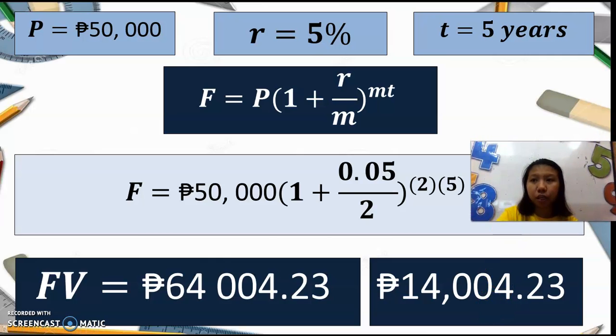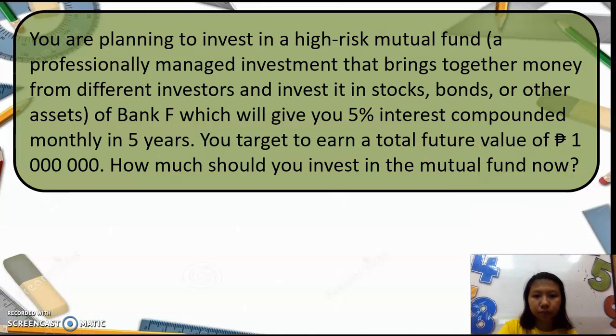Just a reminder, when we're talking about money, we need to have 2 decimal places. Let's have another example. You are planning to invest in a high-risk mutual fund, a professionally managed investment that brings together money from different investors and invests it in stocks, bonds, or other assets, of Bank F, which will give you 5% interest compounded monthly in 5 years. You target to earn a total future value of 1 million pesos. How much should you invest in the mutual fund now?